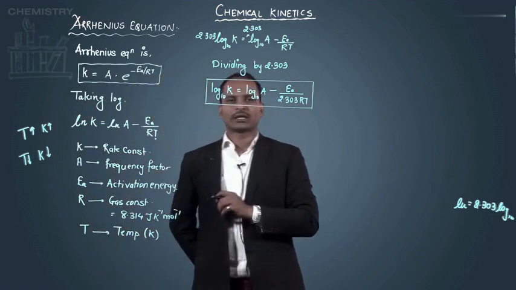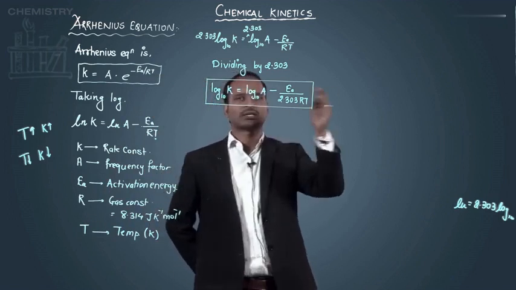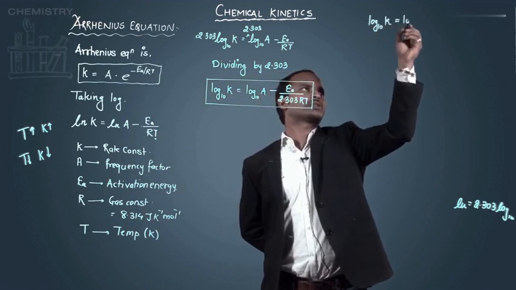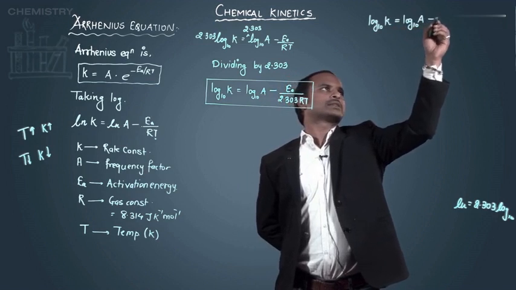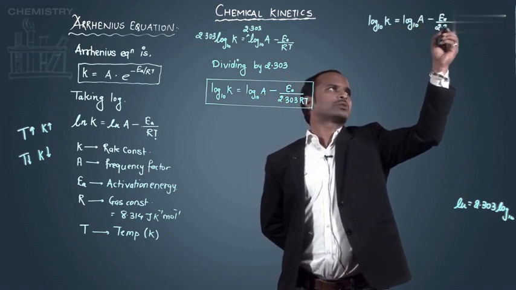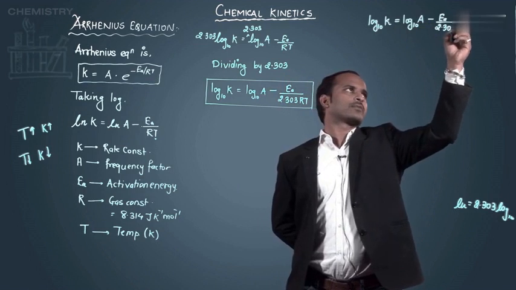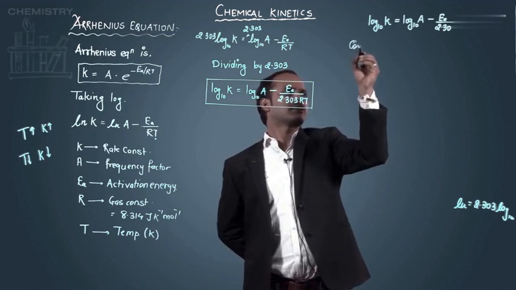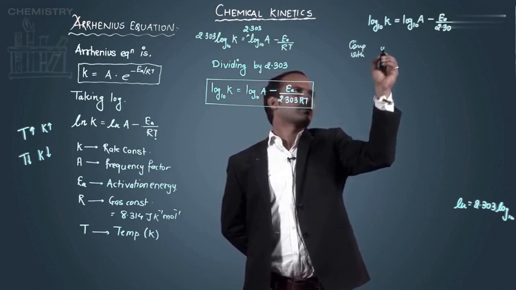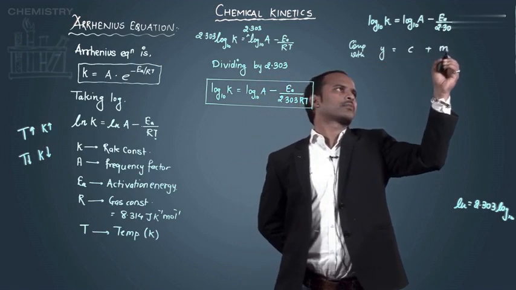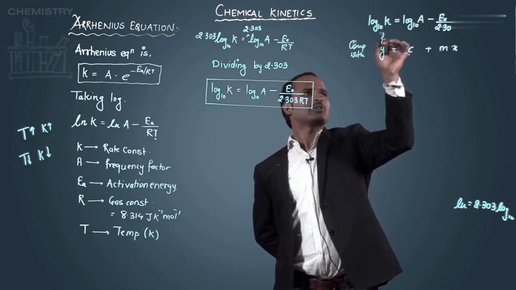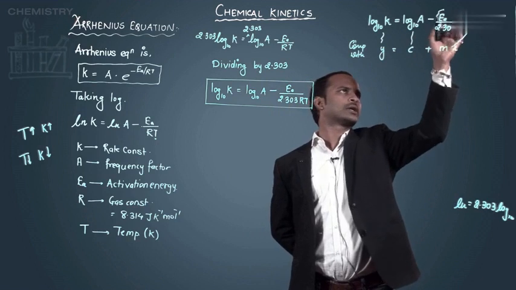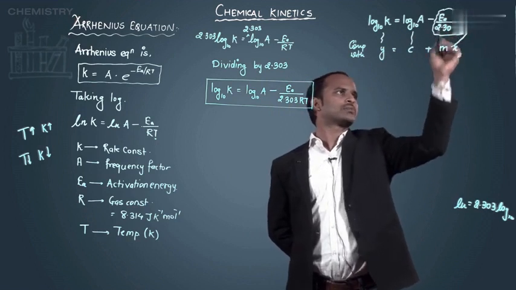Now, suppose I am plotting a graph of this. Let's see the graph of this. We have the Arrhenius equation, log to the base 10 k is equal to log to the base 10 A minus EA upon 2.303 RT. This equation looks like, comparing with y is equal to mx plus c. This is going to be on the y-axis, this is going to be c, this is going to be on the x-axis, and this whole term is going to be m, that is the slope.